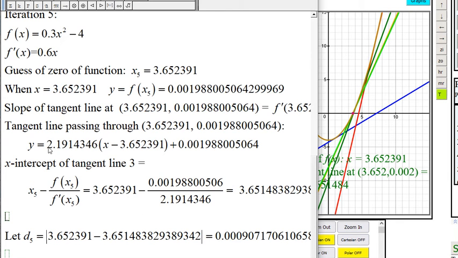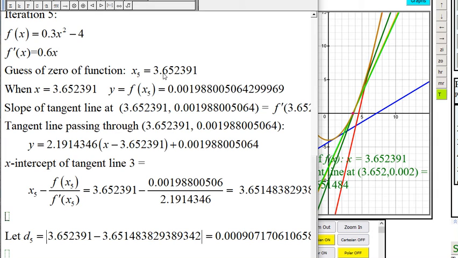And so the equation of the fifth tangent line is y equal to 2.19 times (x minus 3.65) plus y of 3.65, which is 0.0019. And again, we want the x-intercept of this tangent line. To find the x-intercept, let y be 0 and solve for x. If we solve for x, we get 3.65 minus 0.0019 divided by 2.19. And that would be 3.65.